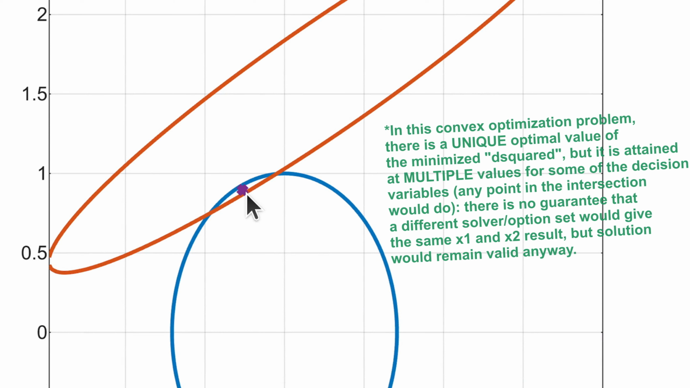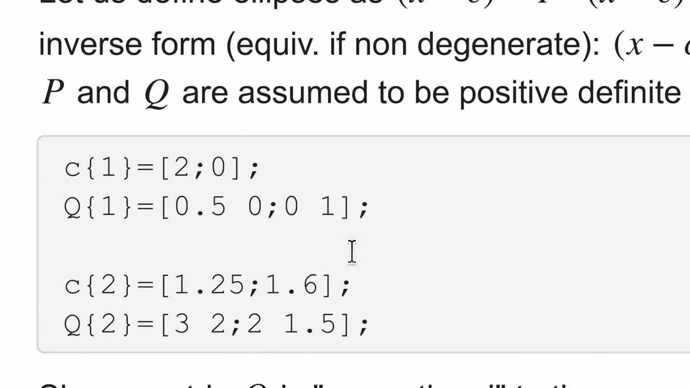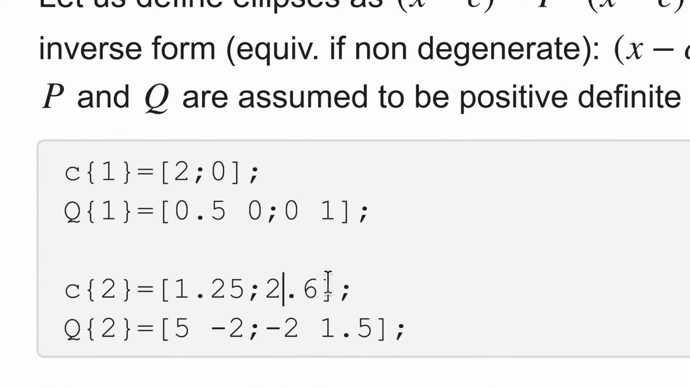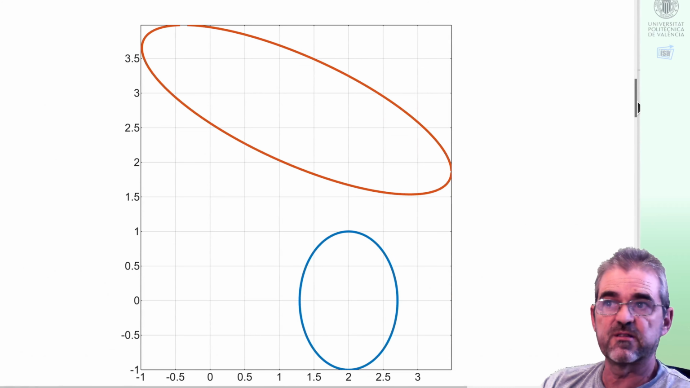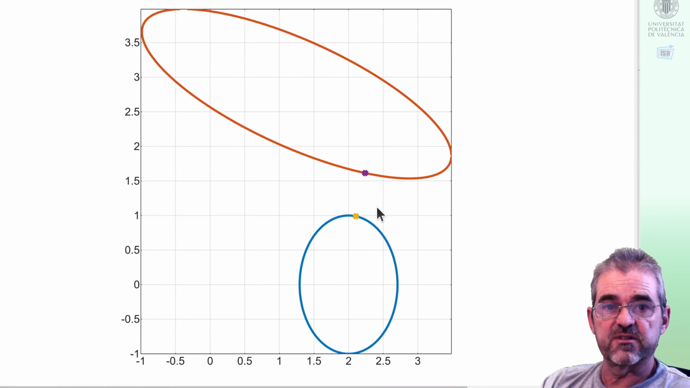And well, if I move my ellipses differently or change the shape matrix, here I have different ellipses, and the numerical solver finds other points.